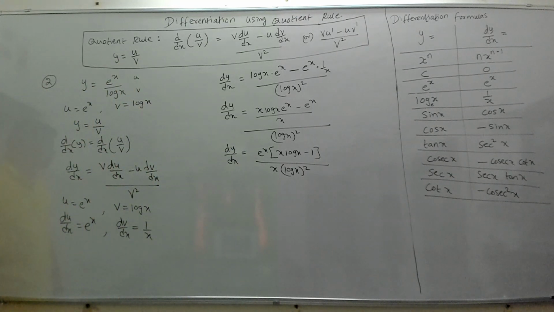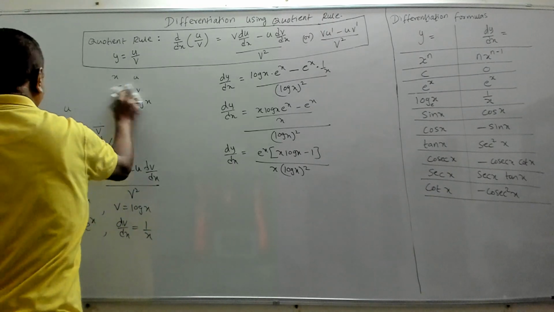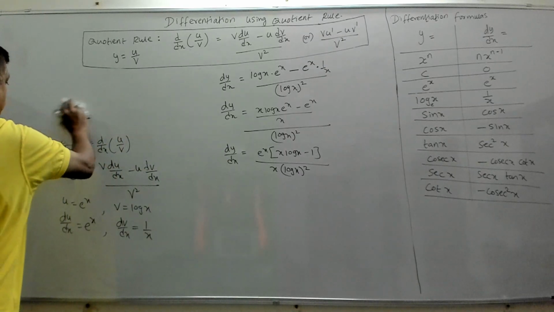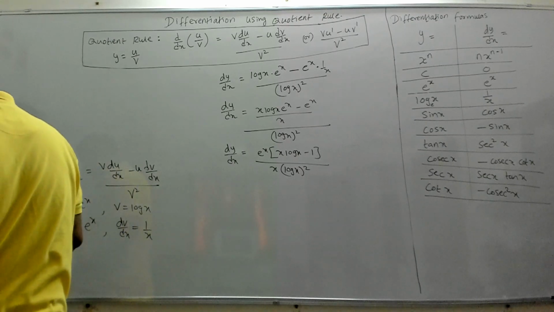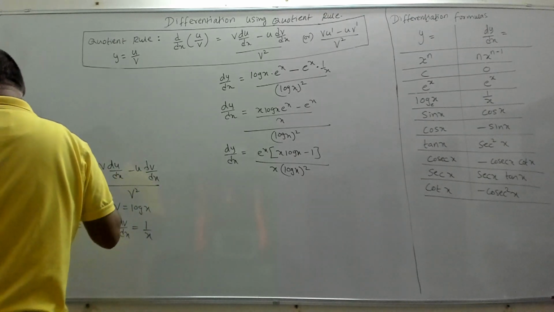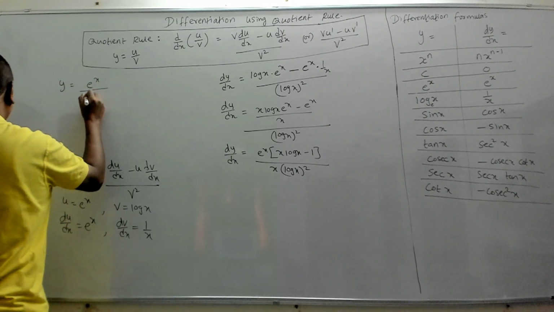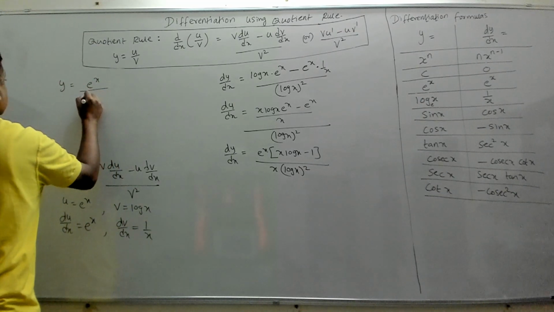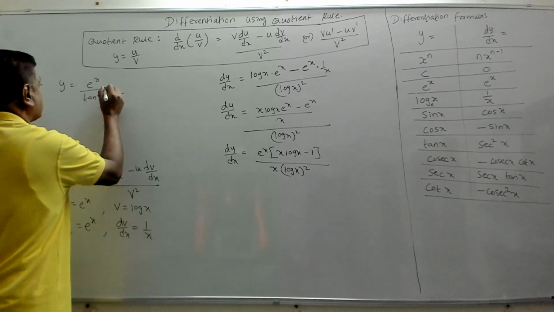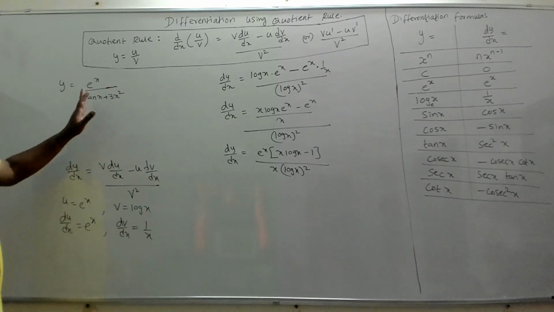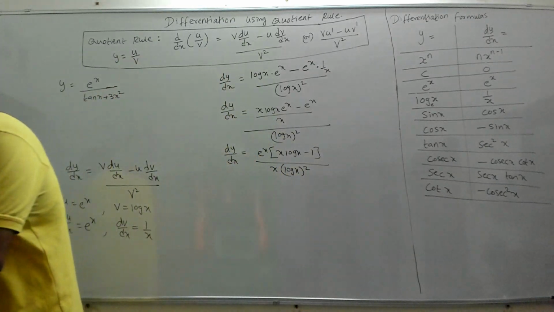All of you can pause the video and take the notes. I will go to the next problem. Problem number 3. So problem number 3 is y is equal to e power x by tan x plus 3x square. We want to differentiate this function, which is e power x by tan x plus 3x square. We have to differentiate this function.